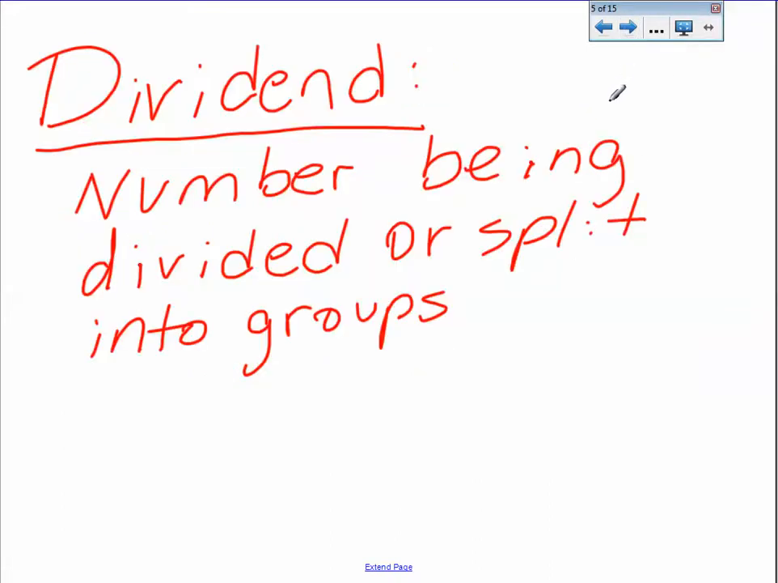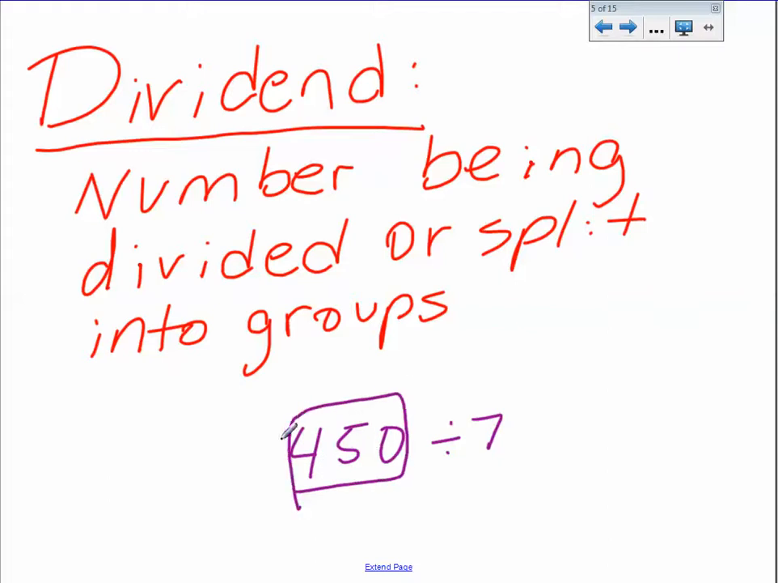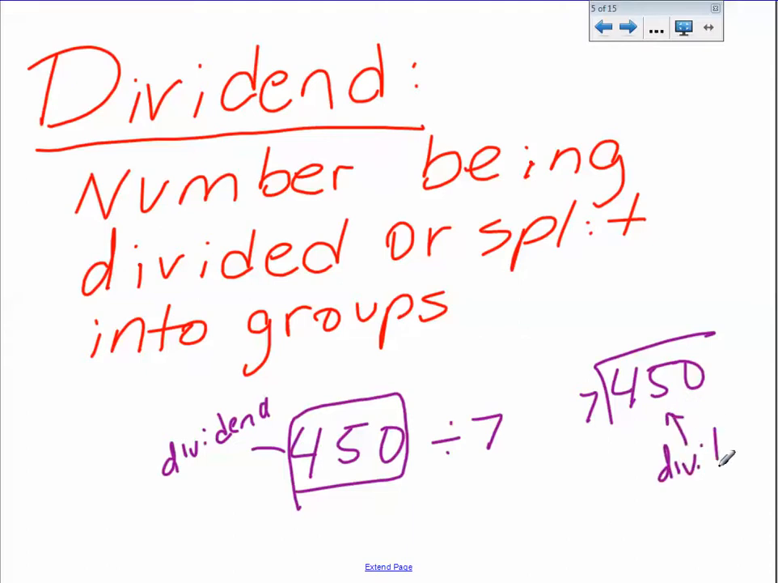All right, so let's go to the dividend: the number being divided or split into groups. So again, let's take that 450 divided by 7. This is being divided up. It's the dividend. It's being chopped up into groups. And if we wrote it this way, same thing. It's still the dividend because it's being chopped up.